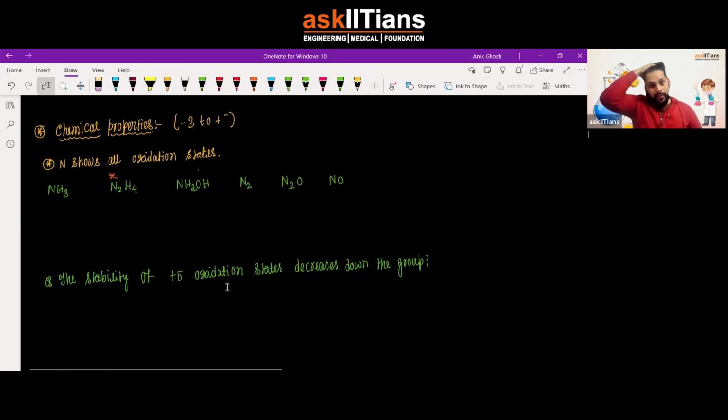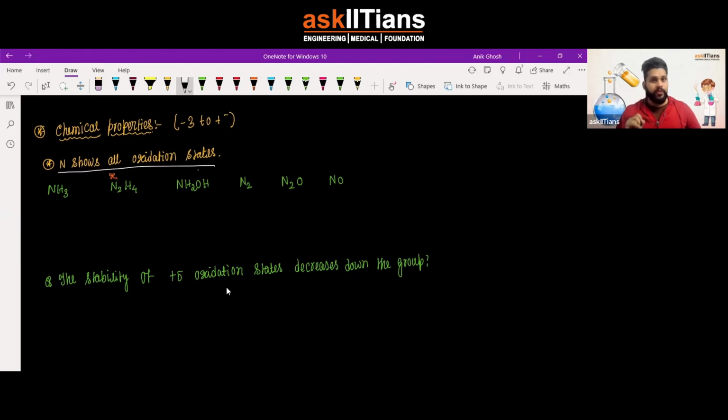Okay, now let's go to the chemical property. Under the chemical property section, the first question goes like, N shows all types of oxidation states. So these are the oxidation states that you can see. Quickly pause this video and figure out the oxidation state of nitrogen in every single case. What would be the oxidation state of nitrogen? Quickly solve this.